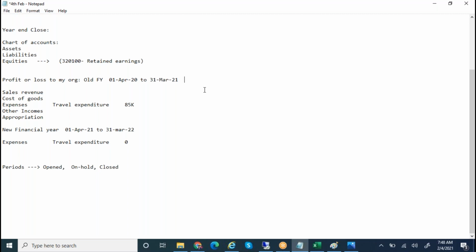Okay, this consolidation process and year-end process, in the system it is simple buttons only, simple buttons. But understanding requires a little bit more effort. That is the reason I have taken these two topics and discussed them. Any doubts in these two points?